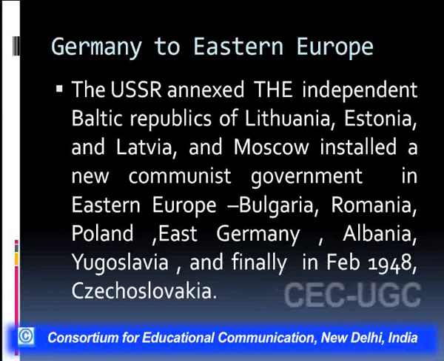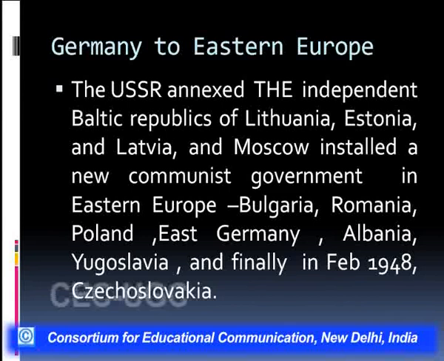a more active role in the Eastern zone, and it annexed the Baltic republics of Lithuania, Estonia, and Latvia, and then also installed new communist governments in Eastern Europe: Bulgaria, Romania, Poland, East Germany, Albania, Yugoslavia, and finally Czechoslovakia.